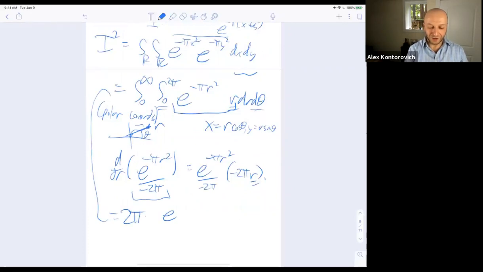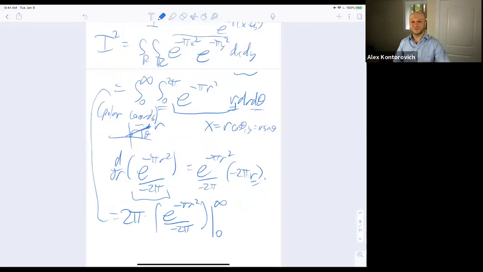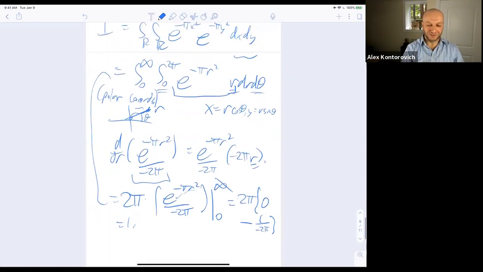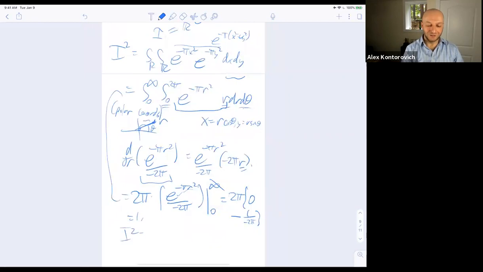This is equal to 2 pi in theta, and then e to the minus pi r squared over minus 2 pi, evaluated from 0 to infinity. At infinity, we get e to the minus infinity, so that's 0. And at 0, so this is 2 pi times 0 minus, at 0, I get 1 over negative 2 pi. Okay, also known as 1. I squared is 1, so I is plus or minus 1, but I is obviously positive.